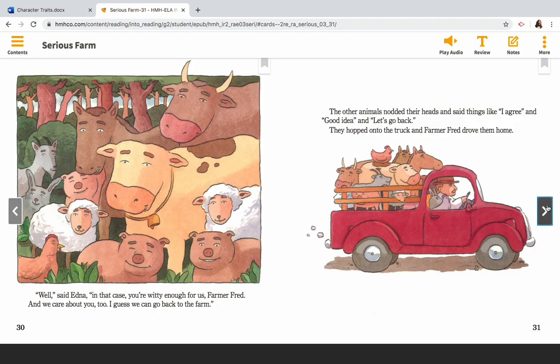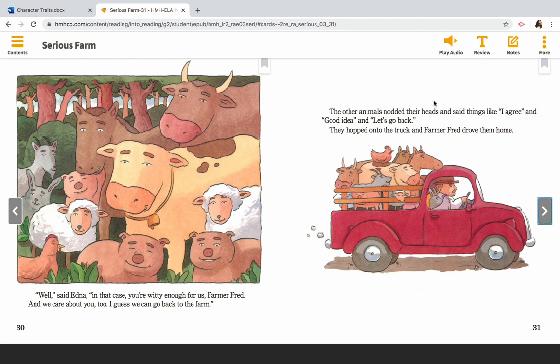"Well," said Edna, "in that case, you're witty enough for us, Farmer Fred, and we care about you too. I guess we can go back to the farm." The other animals nodded their heads and said things like, "I agree," and "good idea," and "let's go back." They hopped onto the truck and Farmer Fred drove them home.